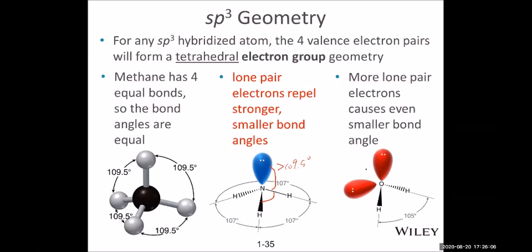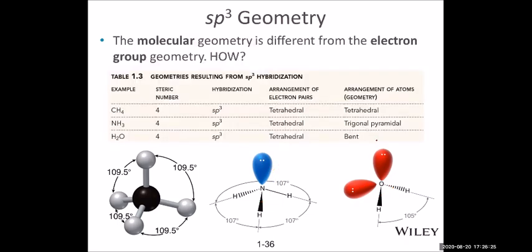And in water, there are 2 lone pairs, so the situation becomes worse. The pushing is even stronger, and the bond angle is even smaller. The actual observable bond angle is less than 109.5 degrees. So that's called sp3 hybridization. We won't be spending too much time on this.